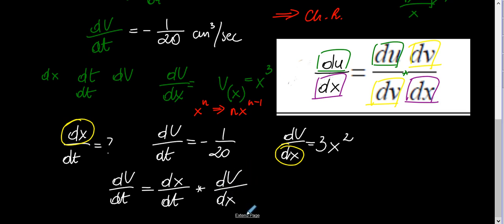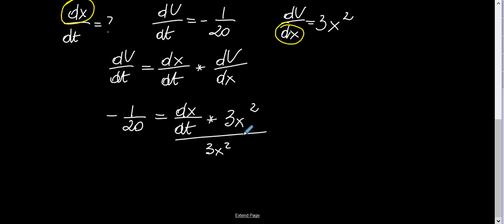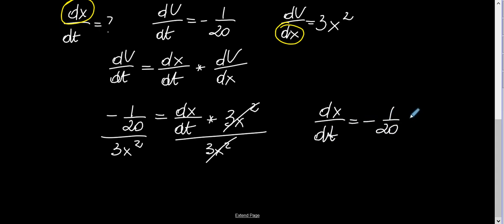There it is. So let's put numbers in place of those derivatives. So minus 1 over 20 will equal dx dt I'm looking for, multiply by dv dx, which is 3x to the power of 2. I want this value. This has to go. It's a multiplication. How do we eliminate? We divide, and we divide both sides of the equation. So that means my dx dt is minus 1 over 20 divided by 3x to the power of 2.